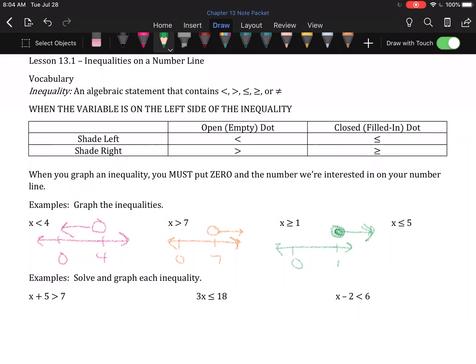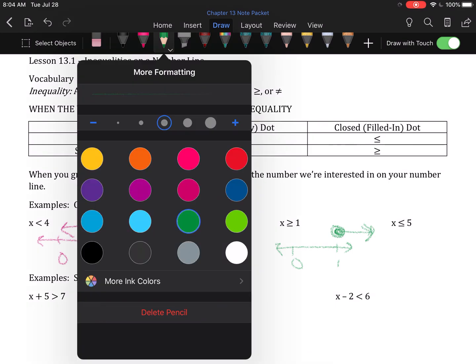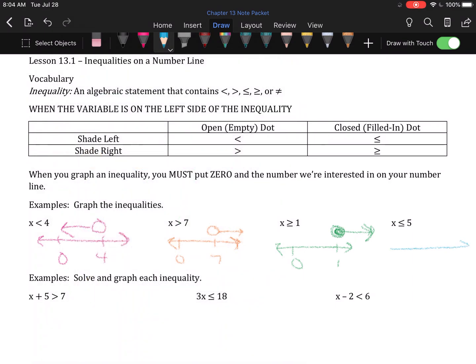Last one for you to see is less than or equal to. I know I talked about this not equal to symbol, but it's not going to really crop up for a while. And by a while, I mean maybe next year, maybe the year after. So x is less than or equal to 5. Again, I'll put down my number line. I'll put down 0 and 5. Less than or equal to is right here. So that is a closed dot and shading left. So above the 5, I'll put a circle and I'll fill that circle in. And I'll put an arrow to the left.